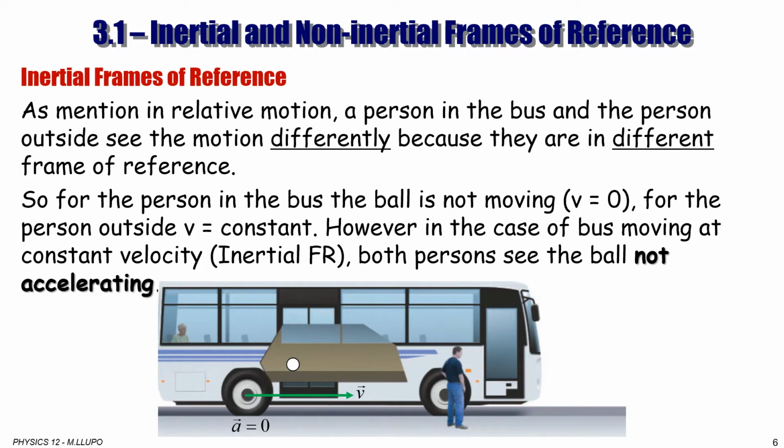However, in the case of the bus moving at constant velocity, that means an inertial frame of reference that is moving at constant velocity, both the person inside the bus and the one outside on the ground have one thing in common. Acceleration is 0. Acceleration of the ball is 0. So the ball either is stationary or is moving at a constant velocity, similar to Newton's first law. So that's why it's called an inertial frame of reference. So inertia, inertial frame of reference.